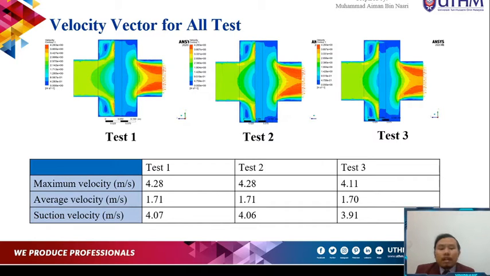Okay, there are three figures here. The velocity contour for three tests, test 1, test 2, and test 3. If we look at the table, test 3 has the lowest maximum velocity value compared to test 1 and test 2. And test 1 and test 2 have approximately the same maximum value, average velocity, maximum velocity, average velocity, and suction velocity. Almost the same. But test 3 has the lowest maximum velocity, average velocity, and suction velocity compared to test 1 and test 2.